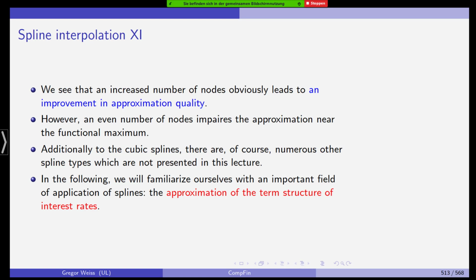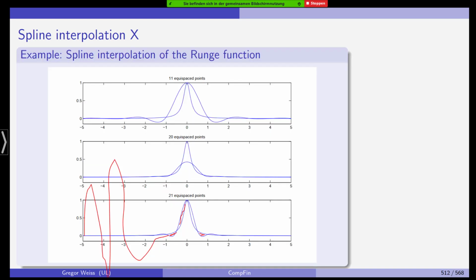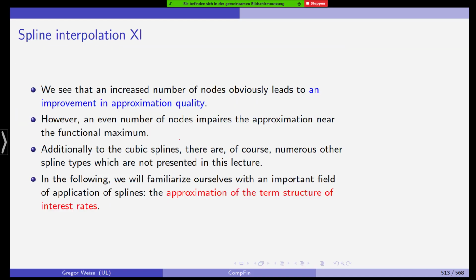However, one has to be careful. One additional point can make a huge difference. As you can see here, the approximation is not too good, and it's due to the fact that we used an even number of supporting points. And in addition to the cubic splines, there are of course numerous other types which we are not going to present in this lecture, but cubic splines are a good starting point for any function approximation.